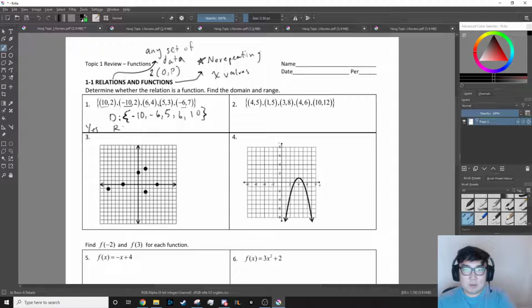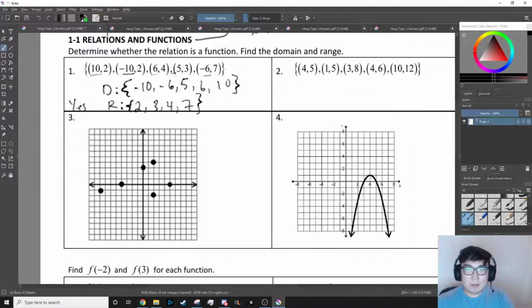And the range would be my y values, which is 2, 2, 4, 3, 7. So 2. I only need to write 2 once because 2 has been repeated. And it's okay if my range or my y values are repeated. It doesn't affect the fact that it is a function. So 2, 3, 4, 7. Nice. Pretty easy.